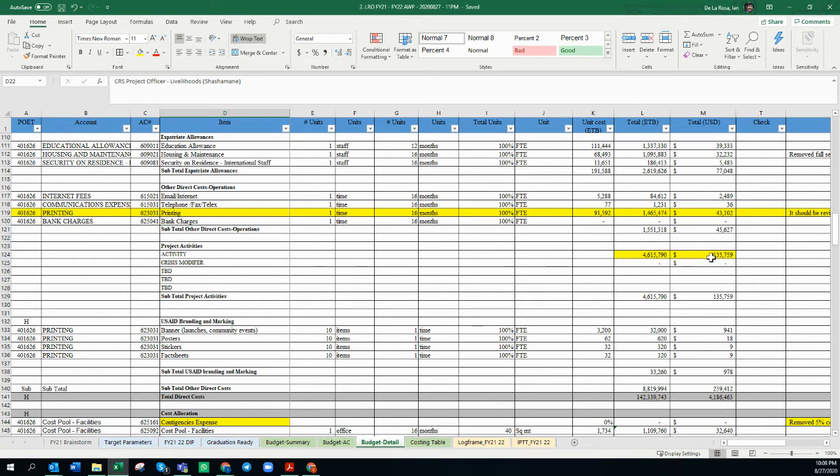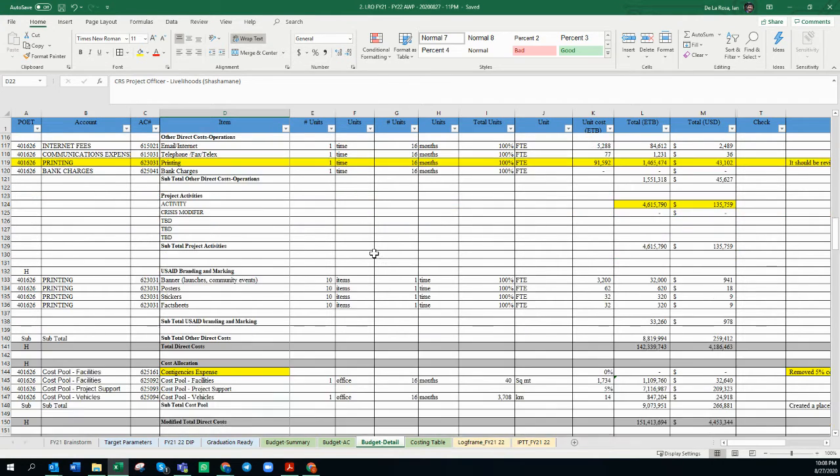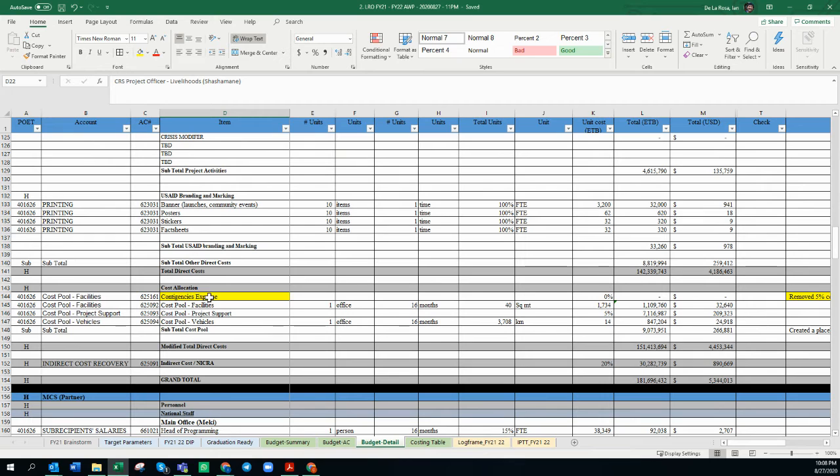activities here. You'll see what I've included before. One is to save some money. We did have a 5% contingency. I have removed that and put that down to 0%.